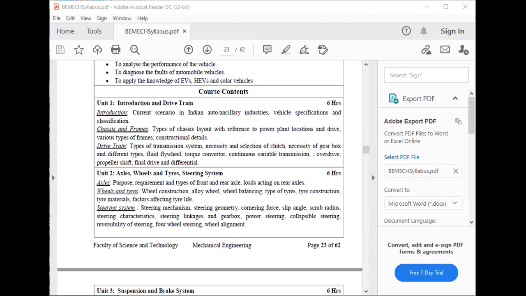Types of clutches: two different types of clutches are available, that is positive clutch and friction clutch. Mainly, friction clutch is again classified into three different types, that is plate or disc clutch, then cone clutch, centrifugal clutch. This plate or disc clutch is again sub-classified into two types, that is single plate clutch and multi-plate clutch.